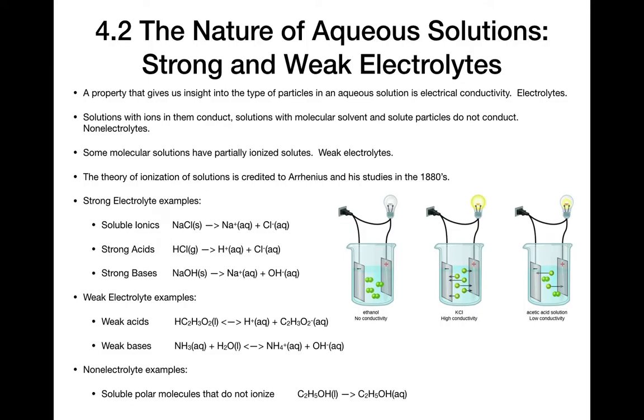When you have aqueous solutions, you either are going to have non-electrolytes, which would be simply molecules dissolved in water. Ethanol is an example of a non-electrolyte. Or you might have weak electrolytes or strong electrolytes. Whether an electrolyte is weak or strong depends on the degree to which the particles are separated into separate ions.